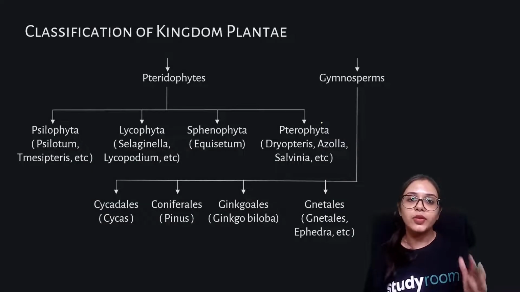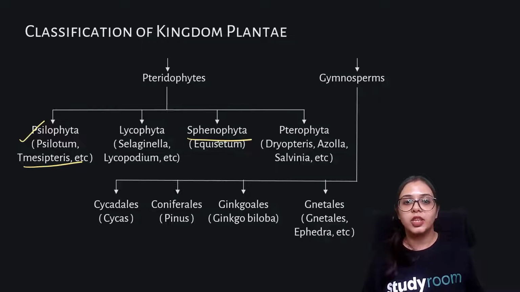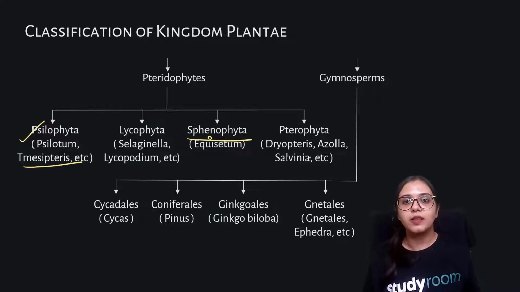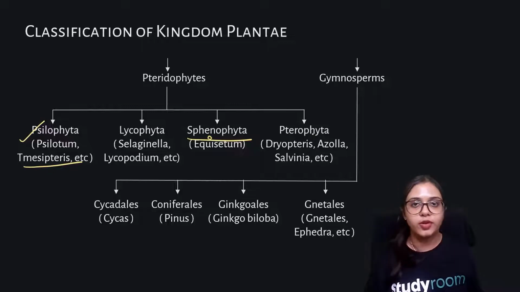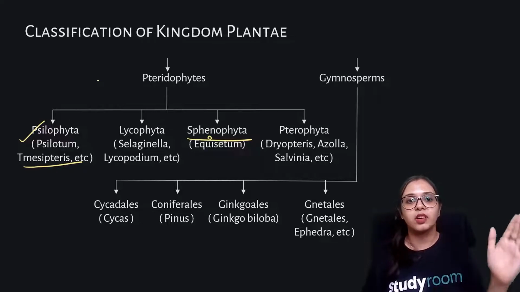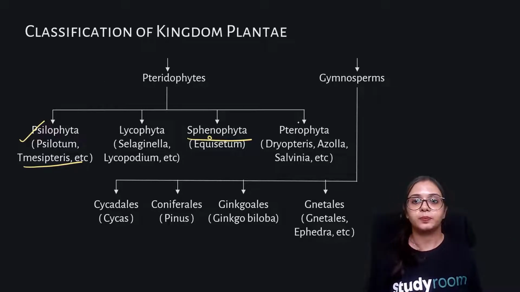Now the Pteridophytes are further classified into Psilophyta, example Psilotum, Tmesipteris, etc. Lycophyta, example Selaginella, Lycopodium, etc. Sphenophyta, example Equisetum. Pterophyta, example Dryopteris, Azolla, Salvinia, etc. Remember, this is all extra information. If you're able to absorb this, well and good. If not, please have a cursory look over here, and then you may skip on to the other parts.